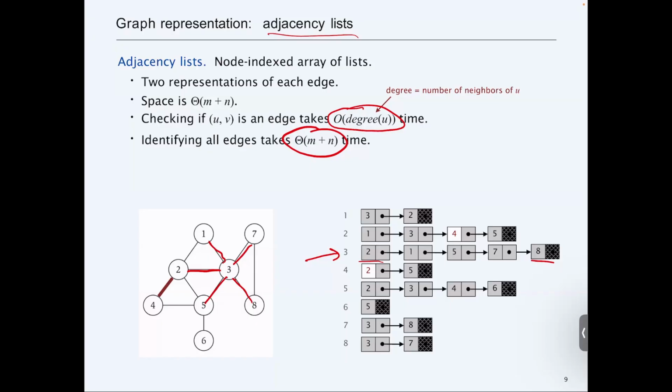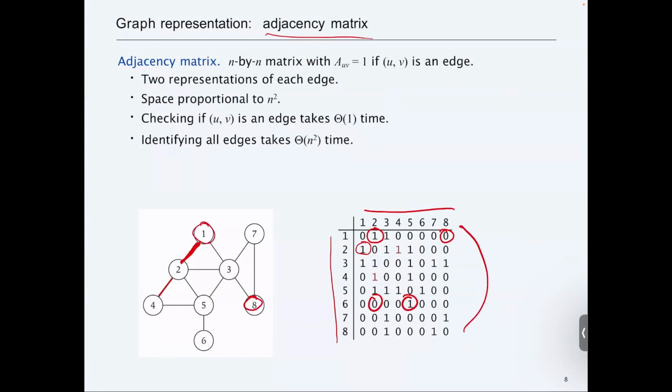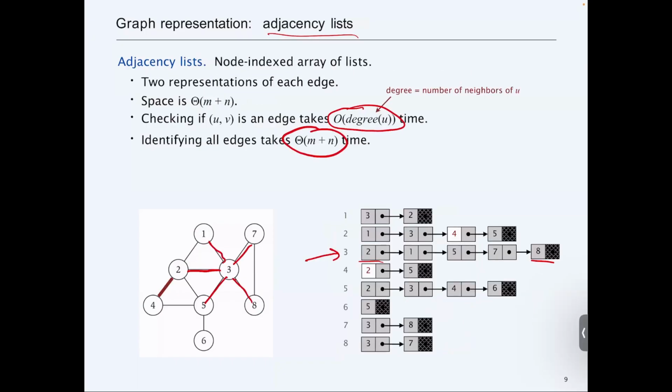So the big idea here is that adjacency matrices are going to optimize fast edge lookup. If you need to look up whether or not an edge exists, you can do it very, very quickly by simply looking it up in this two-dimensional table. Whereas adjacency lists are optimizing for space efficiency. So depending on what your algorithm needs, you can use one or the other. So different algorithms will prefer different representations.